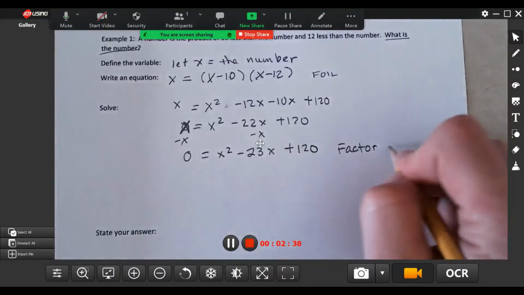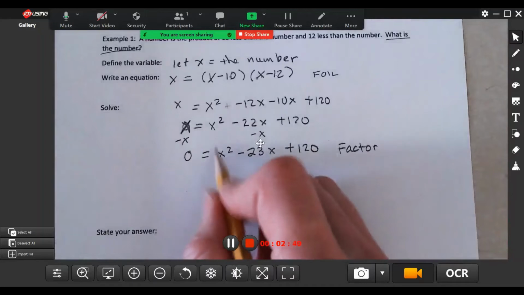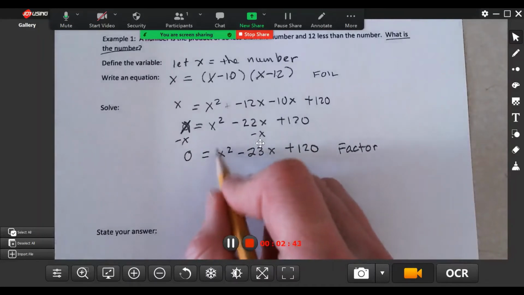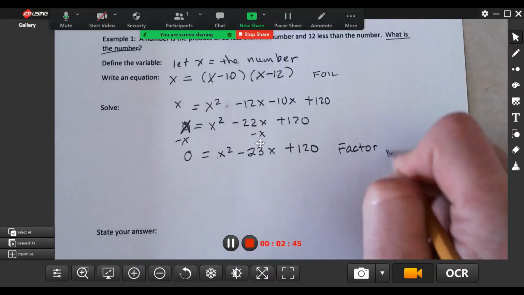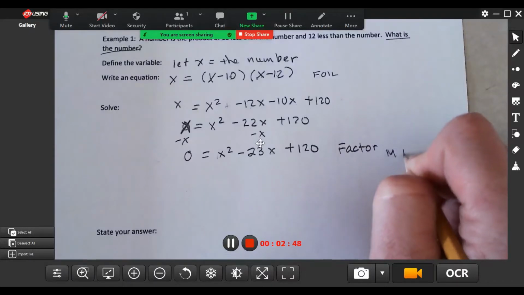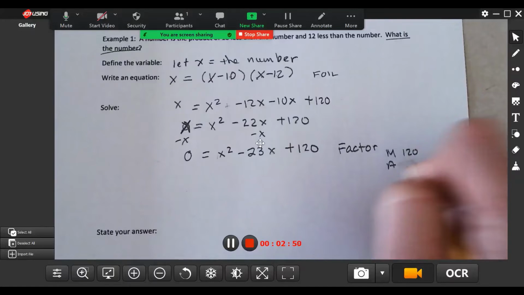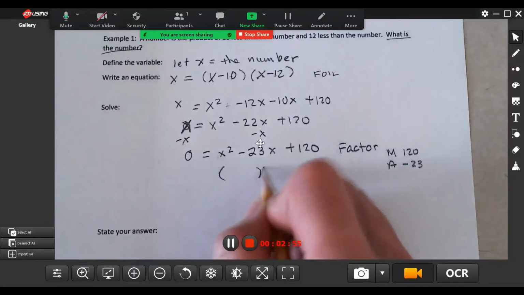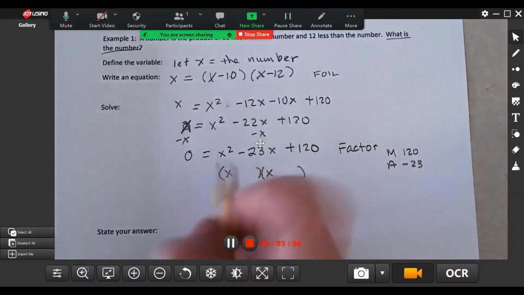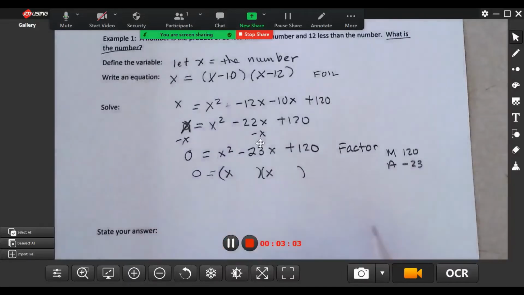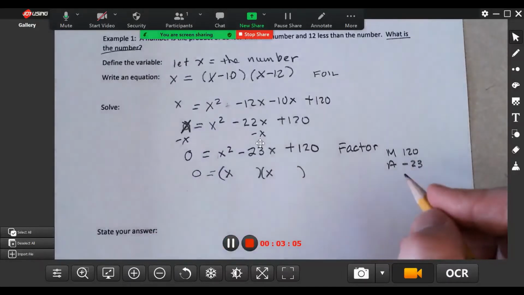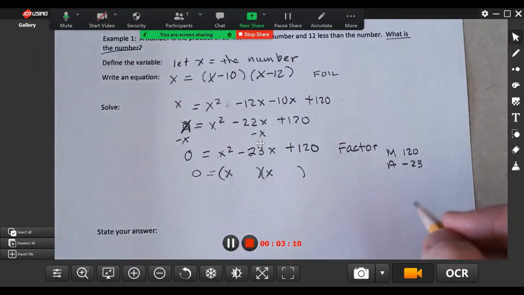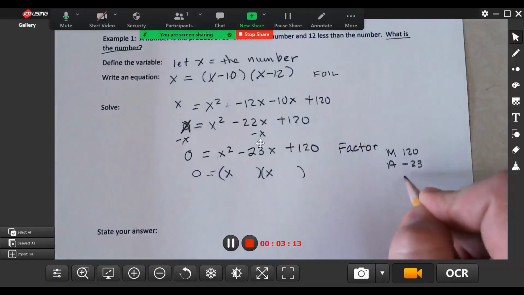So in order to factor, when a is 1, the leading coefficient is 1, we're looking for a pair of numbers that multiply to the c value, which is 120, and add to the b value, which is negative 23. And once we find them, we're going to write our two factors as x plus the first number times x plus the second number. So 120 is kind of a big number, and if you're not sure exactly how to identify the factors, you could start making a list of the factors of 120.